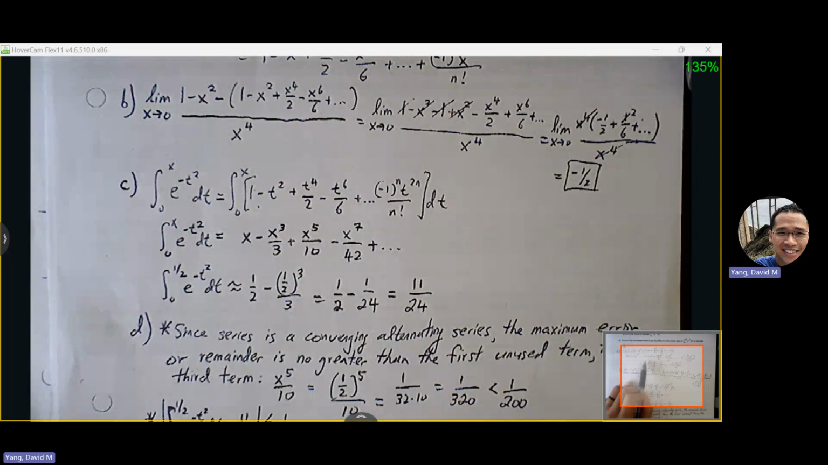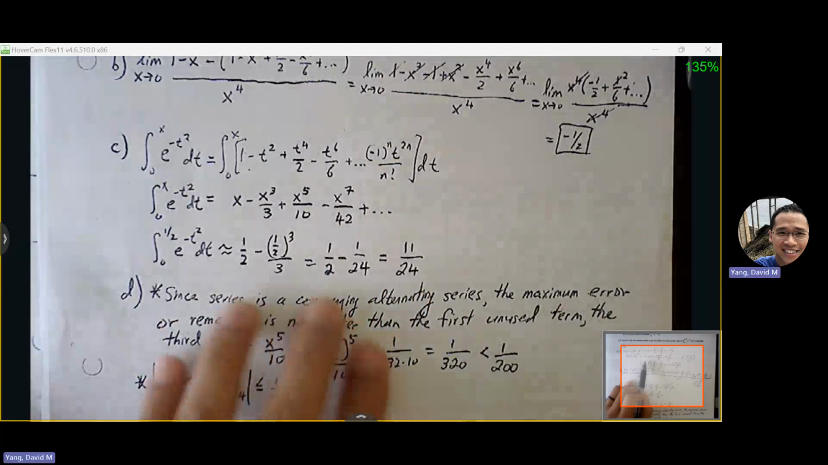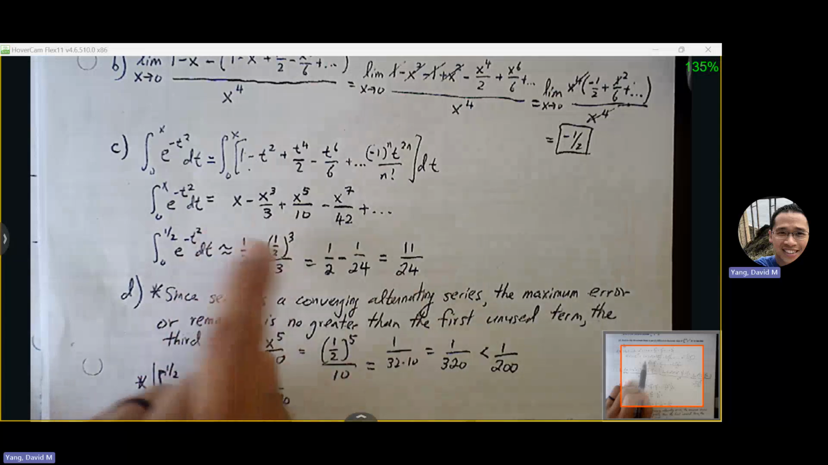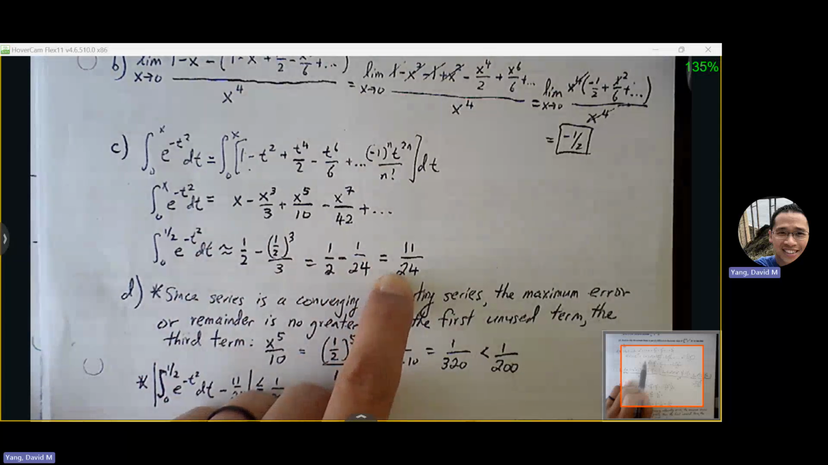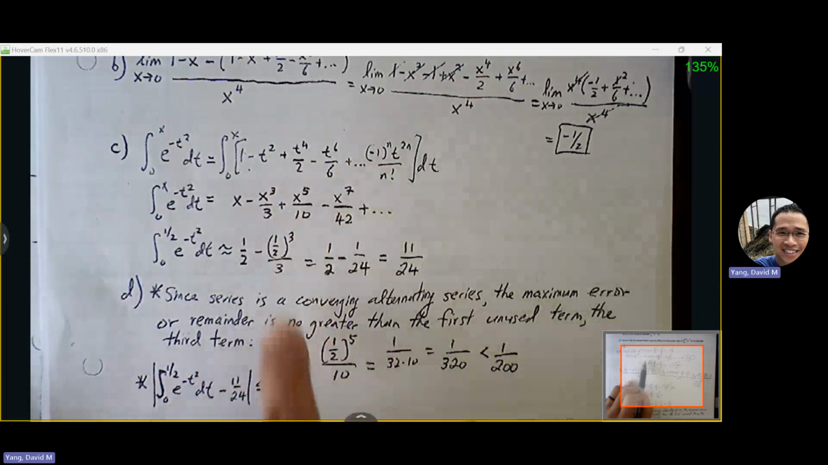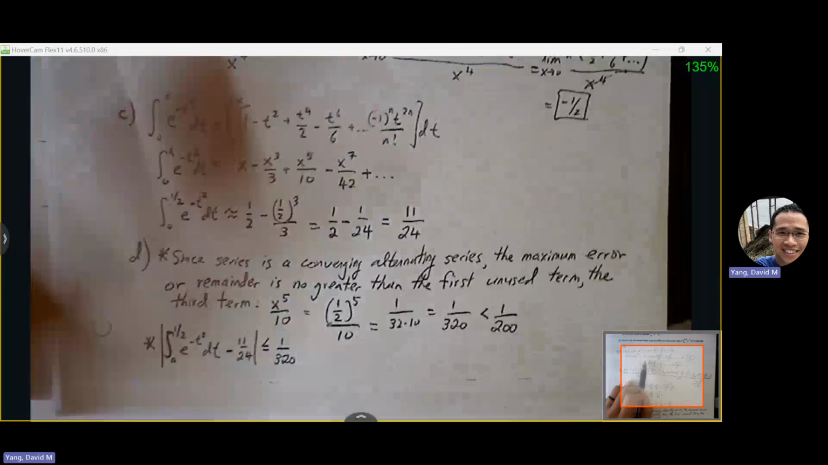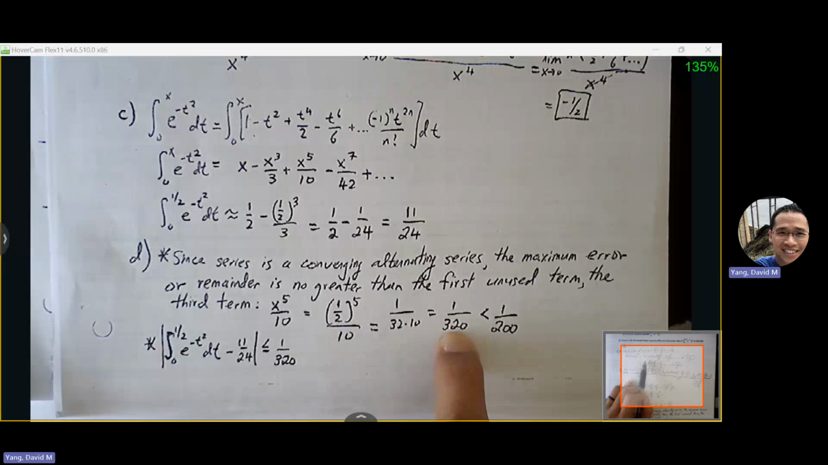Part D, explain why the estimate found in part C is off by no more than 1 over 200. And we know that we have an alternating series that converges. All we need to determine our error bound is look at my next unused term. So I can just plug in 1/2 into my first unused term, 1/2 to the 5th over 10. That is less than 1 over 200 because my first unused term is 1 over 320, and 1 over 320 is safely under that 1 over 200.